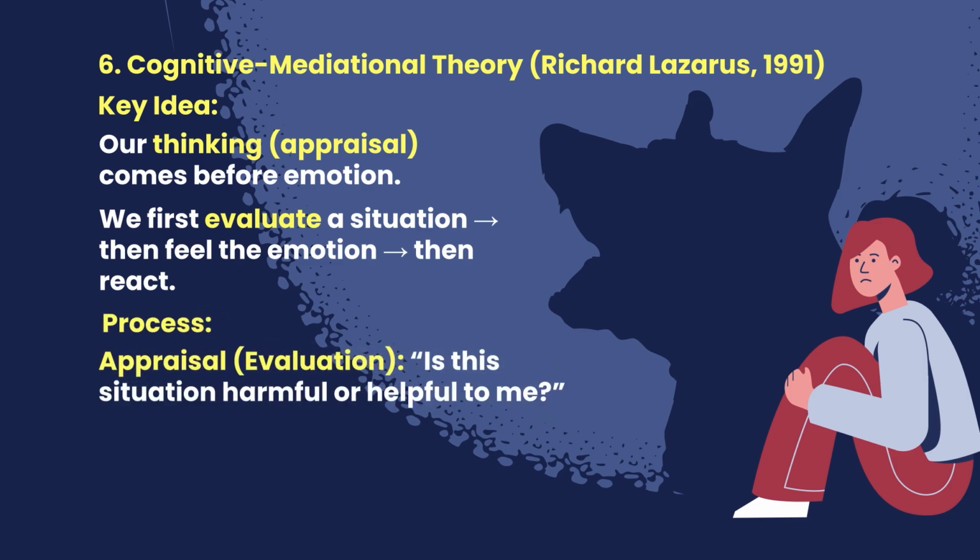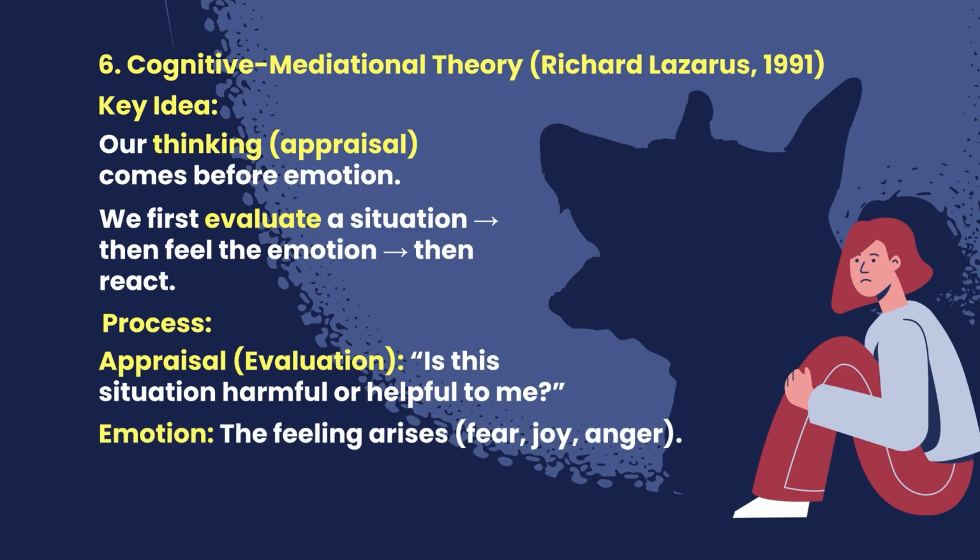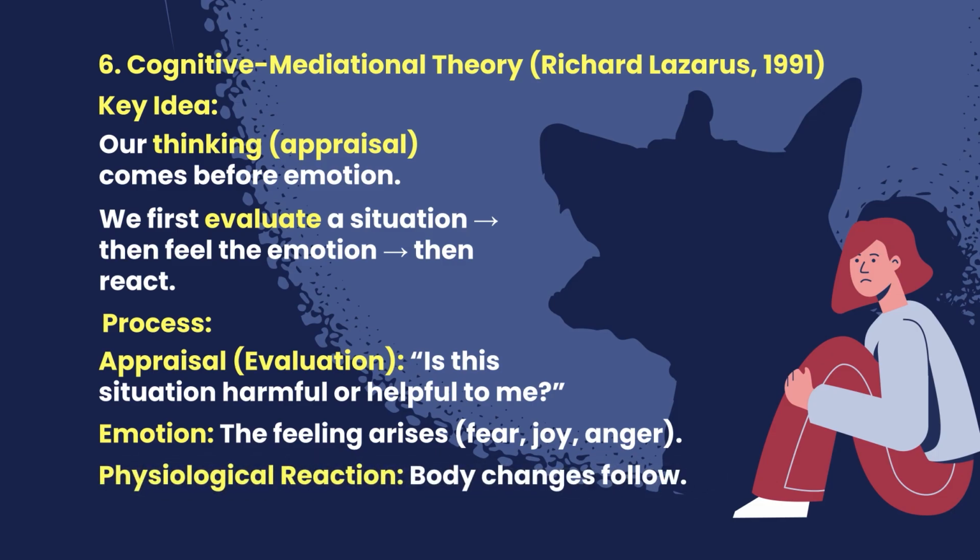The first step is appraisal, the evaluation: is the situation harmful or helpful to me? Then the feeling arises, maybe fear, joy or anger. If the situation is not harmful, we feel joy. If the situation is harmful, we have fear. The physiological reaction, the body changes, follows accordingly. So appraisal takes place first, then emotion is experienced, then the physiological reaction takes place.